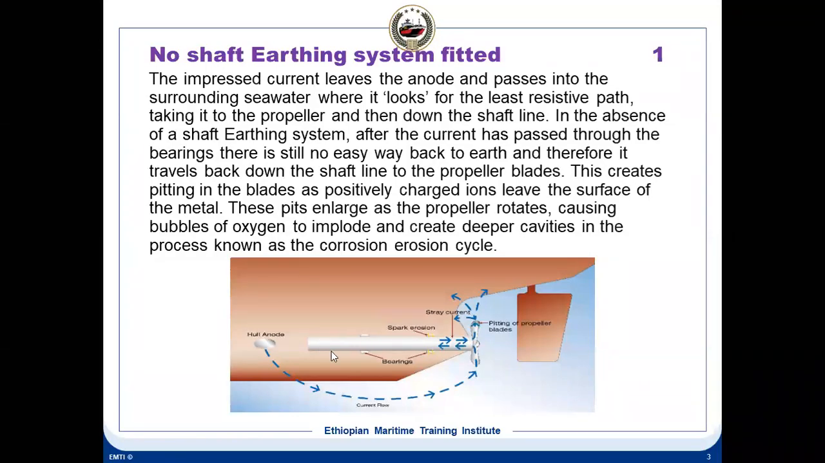So in the absence of a shaft earthing system, after the current has passed through the bearing, there is still no easy way back to the earth, because it is not connected to earth. I'm talking about where no shaft earthing is provided. So it will travel back along the shaft line to the propeller blades, and this creates pitting on the blades as positively charged ions leave the surface of the metal. These pits enlarge as the propeller rotates, and it can cause bubbles of oxygen to implode and create deeper cavities in the process, known as the corrosion erosion cycle. So this is the case without shaft grounding.